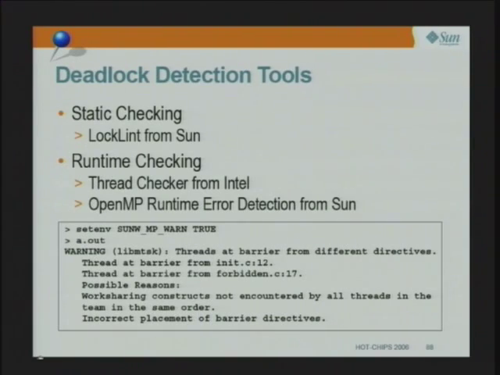So there are tools to detect deadlocks. There's static checking tools like Lock Lint from Sun, or runtime checking tools like the Thread Checker from Intel. For OpenMP specification errors, Sun provides OpenMP runtime detection embedded in the OpenMP runtime library. For example, you can set the environment variable SUNW_MP_WARN to true and run it. If it's an OpenMP program and you have two different members of a thread team at different barriers, the runtime library will give you an error.